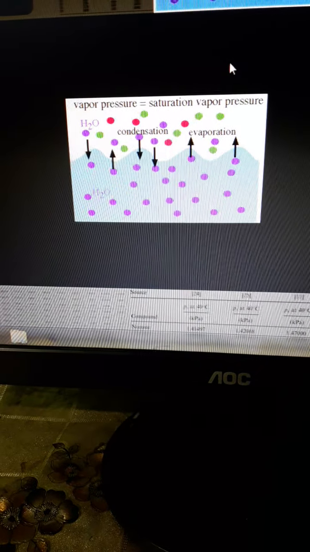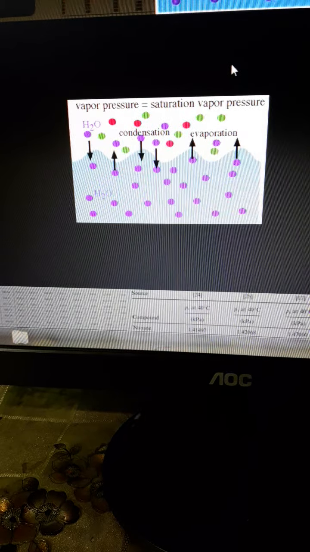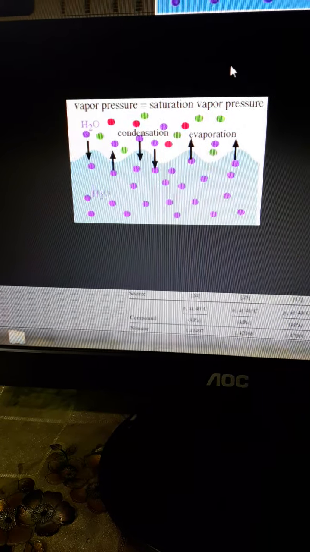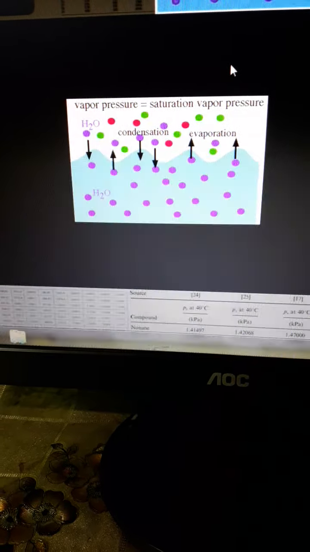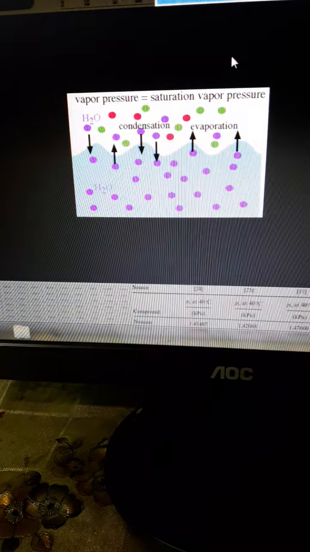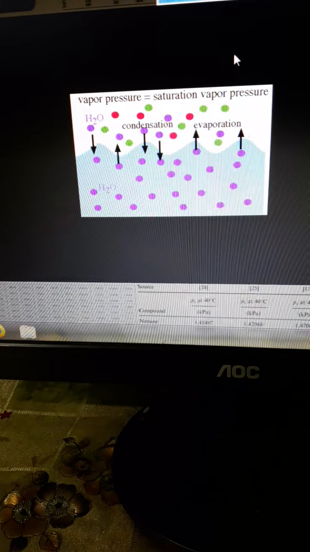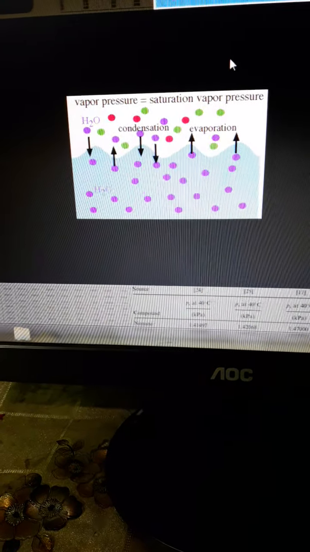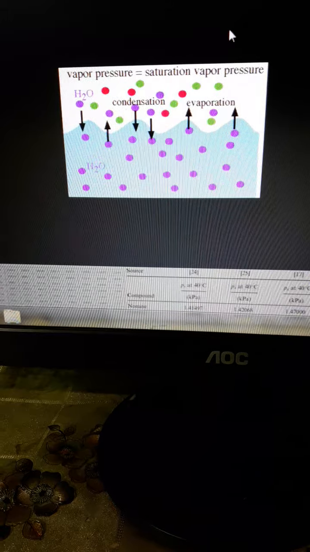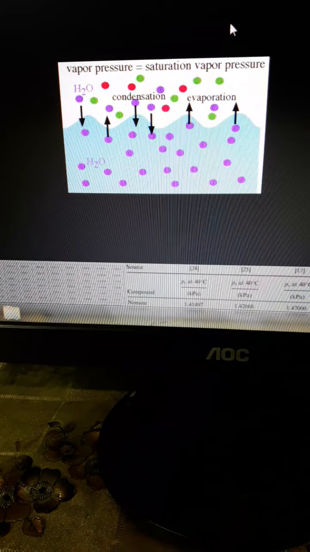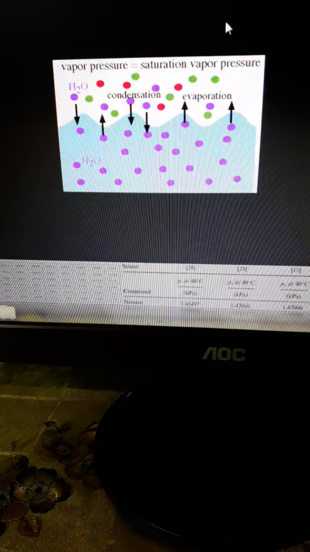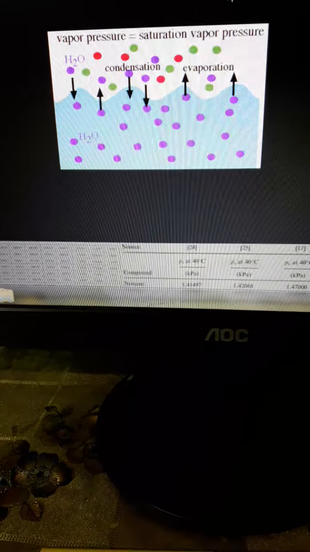Now at a particular temperature, the rate of evaporation becomes equal to the rate of condensation. So this is called the dynamic equilibrium state. At this dynamic equilibrium state, when the rate of evaporation becomes equal to the rate of condensation, the vapors of the liquid exert some pressure on the walls of the container. So this pressure which is exerted by the liquid molecules or vapors on the walls of the container is called saturated vapor pressure, or simply equilibrium vapor pressure or vapor pressure.